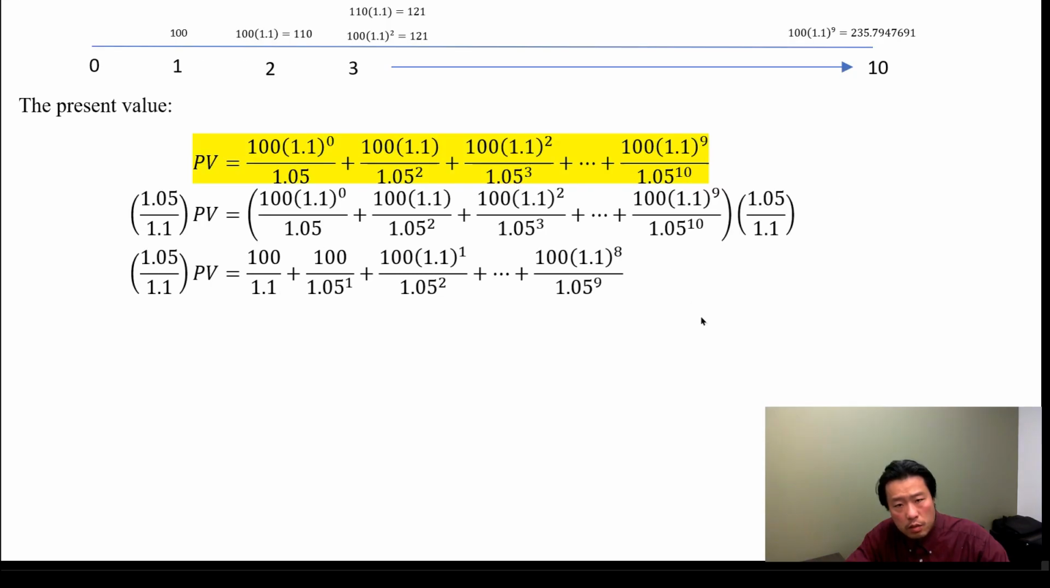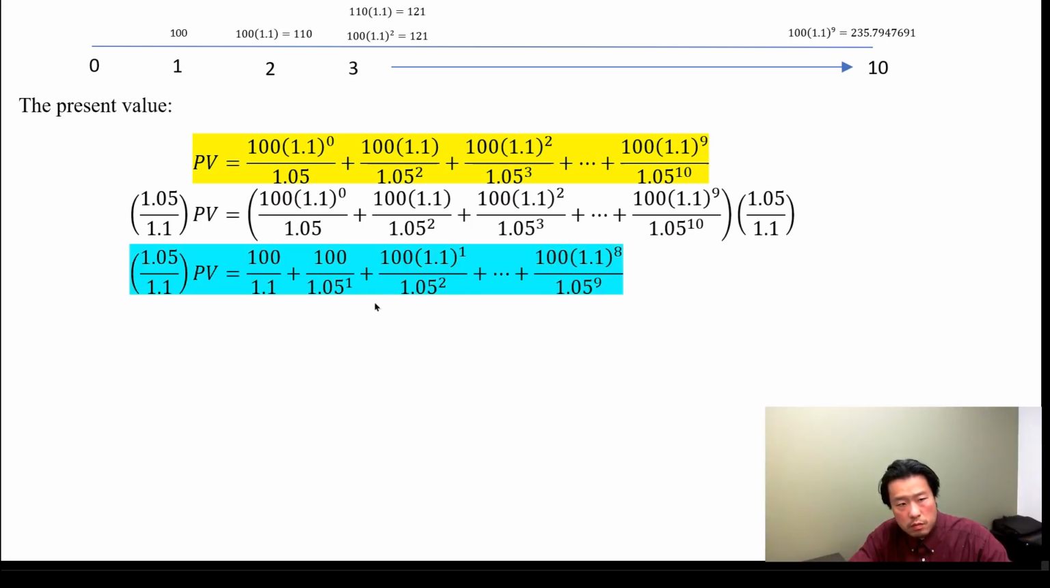We would like to get a closed form representation of this formula. The good way to do it is to multiply the left-hand side and the right-hand side by a factor of 1.05 divided by 1.1. If we multiply by this factor, we can create a new formula that can cancel out most of the terms with the original formula. As you can see here, the resultant formula highlighted in blue can cancel out many of the terms with the formula highlighted in yellow.